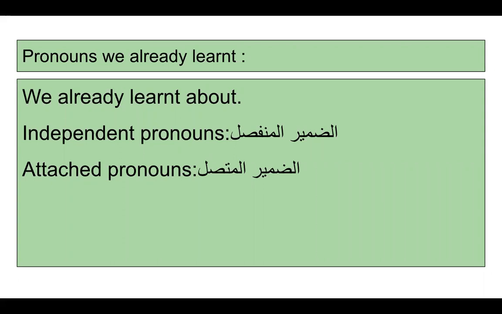Right? Nasarna, Hunna. Nasarta, Anta. Nasartuma, Antuma. Nasartum, Antum. Nasarti, Anti. Nasartuma, Antuma. Nasartunna, Antunna. Nasarti, I did on Nasarti, right? Yes, you did Nasarti. Now you are Ana. Nasartu, Ana. And Nasarna, Nahnu.